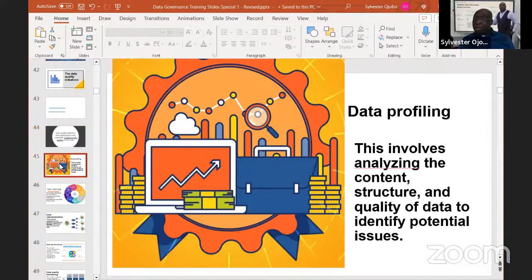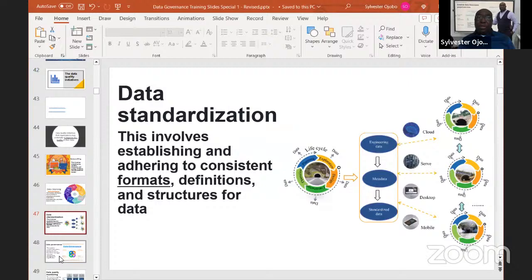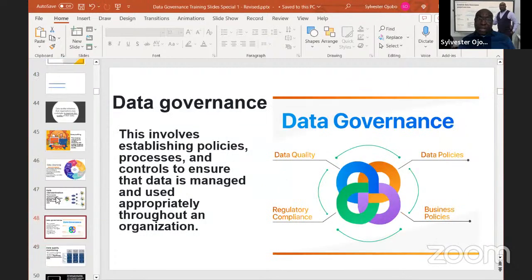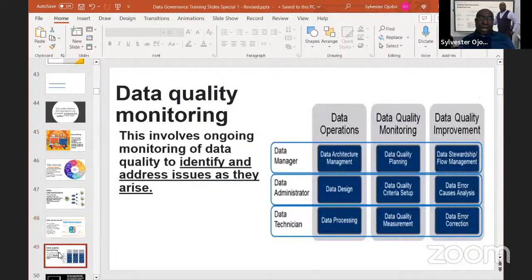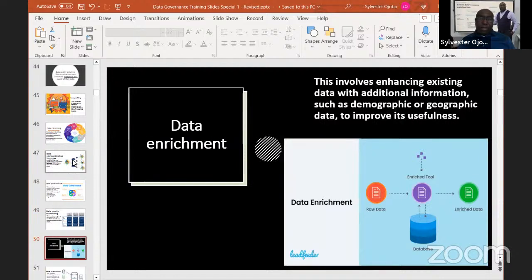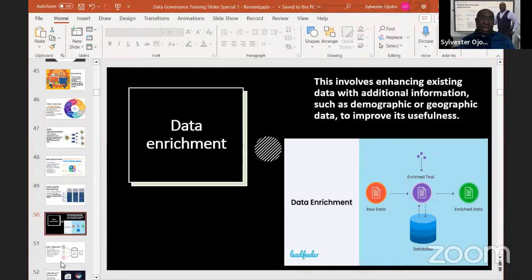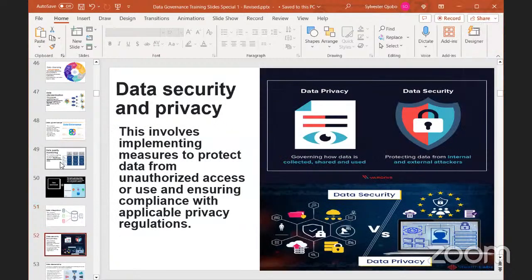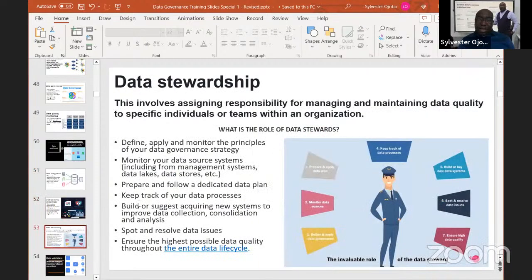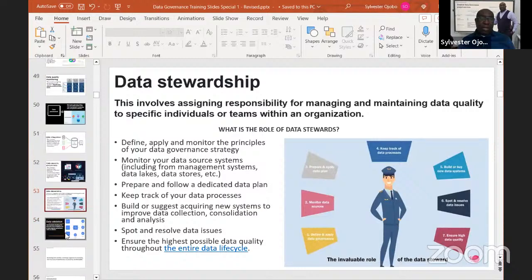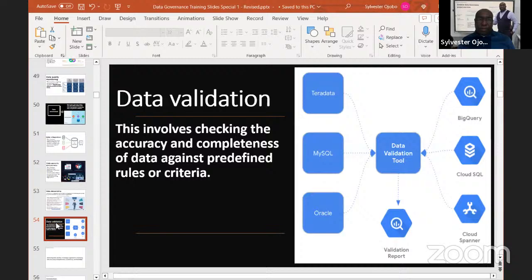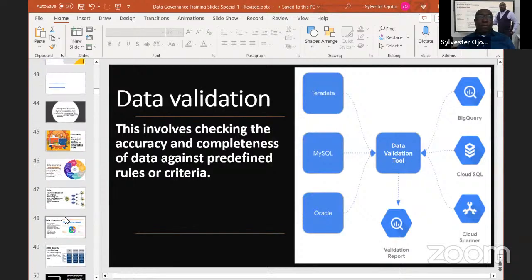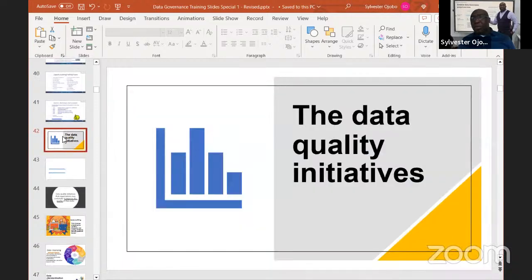Very important. This is what we're talking about: data profiling, data cleansing, standardization, and the data governance aspect of it for enforcement. We're also going to talk about the quality monitoring of the same, and the enrichment of it in order to have good usefulness and integration of data from different sources. And what you do after, the security of the program, and the data stewards that need to carry out the enforcement of the program's policies and procedures, and then you do the validations. With this, you'll be able to explain exactly what initiative you have carried out.